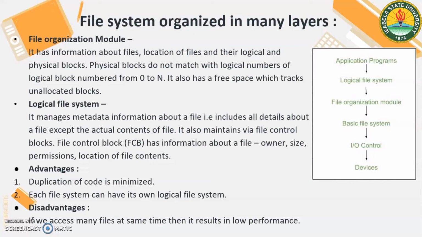Logical file system. It manages metadata information about a file. Metadata includes all details about a file except the actual contents of the file. It also maintains file control blocks. A file control block has information about a file: owner, size, permissions, and location of file contents.